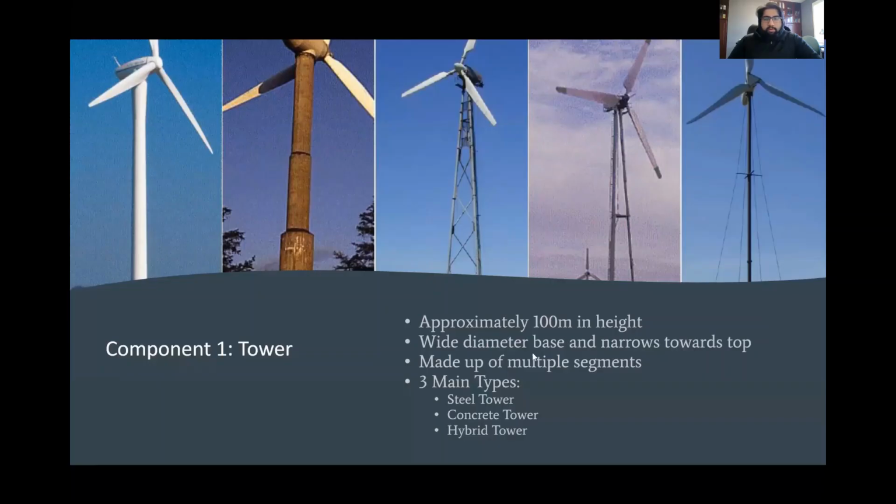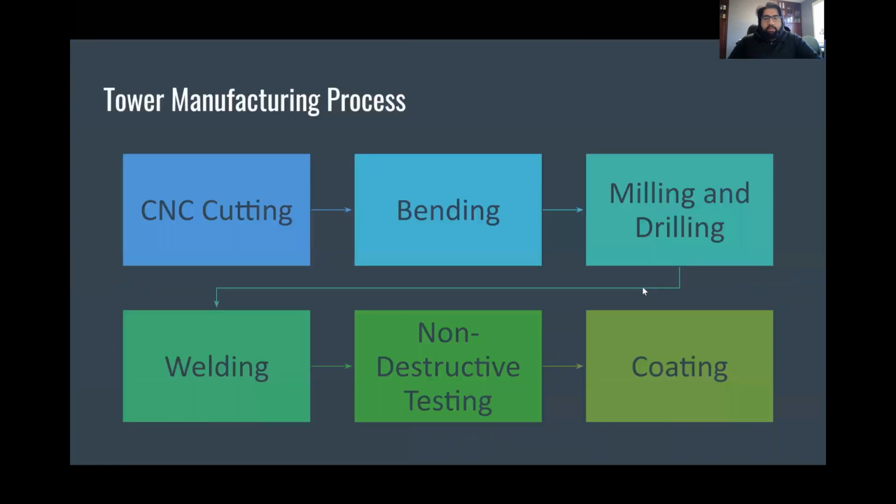The first segment we are going to be looking at is the wind turbine tower. These towers are approximately 100 meters in height and sometimes even larger. They tend to have a wider diameter base and narrow as they reach the top. It's made up of multiple segments in general, and there are three main types of towers: steel towers, concrete towers, and hybrid towers. Today we'll be focusing on the steel tower.